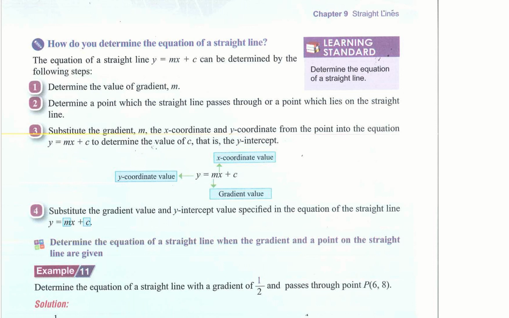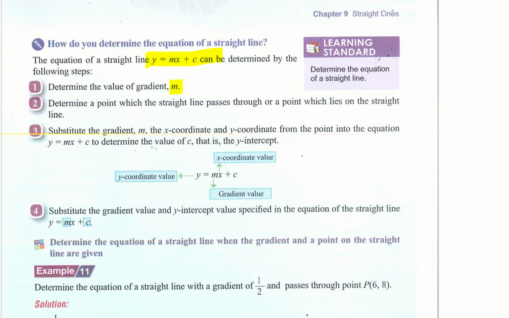How to determine the equation of a straight line? We know that the equation of the straight line is y equals mx plus c, where m is the gradient. So understand that. First things first, we need to find the value of the gradient.